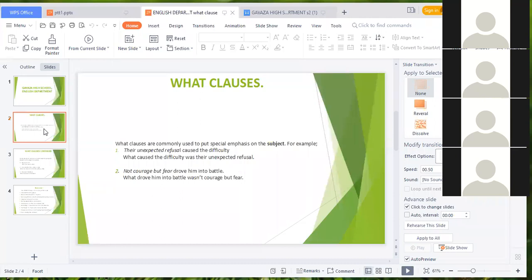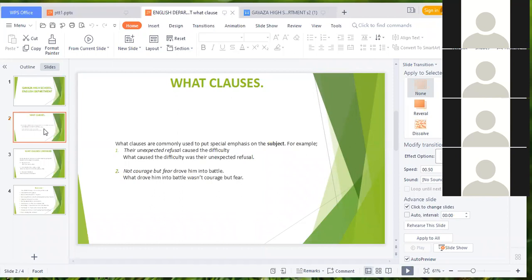Rewrite beginning with what? And you're going to be rewriting these sentences several times when you come across them in the exam. We have another example there. Not courage, but fear drove him into battle. We shall rewrite with the what clause and say, what drove him into battle wasn't courage, but fear.